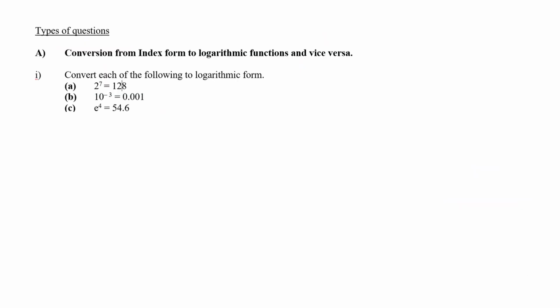We're asked to convert the following to logarithmic form. It's actually not difficult. I'm going to show you how. Why is it not difficult? If you look at question A, you're given 2 to the power of 7 is 128. If you're going to convert this index form to log, of course you need to have a log first, so you write log first.